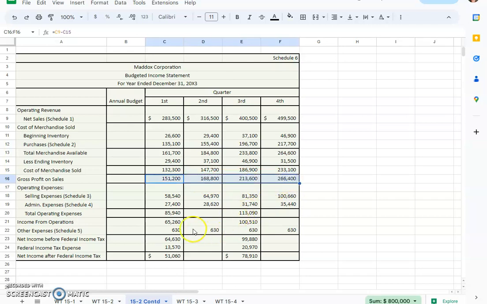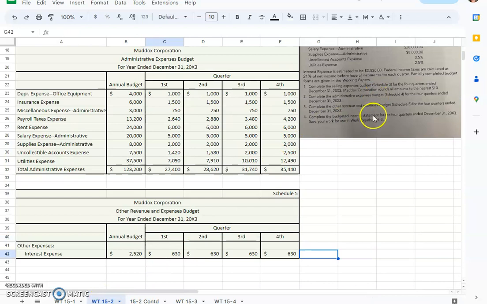Okay, now we've got total operating expenses. This should just add up your selling and administrative expenses, and it does. And then your income from operations is a subtraction of gross profit minus your operating expenses. So we'll pull those across. We've got to subtract our other expenses, right, from your income from operations to get your net income before federal income tax. And now we're down to the federal income tax expense. So we have to find our federal income tax.